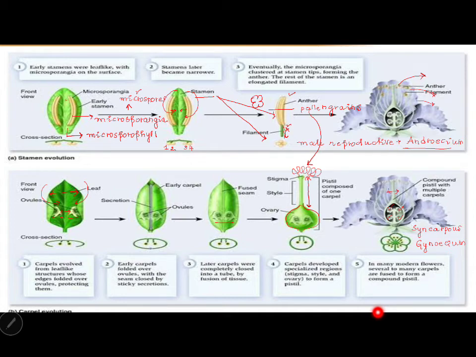What is the male reproductive part of the flower? Androecium. What are the units? Stamens. What does stamen have? Anther and filament. What is an anther? Microsporangia. Back to microsporophylls. Did you understand how the evolution from microsporophylls to anther and megasporophylls to carpels occurred in angiosperms?